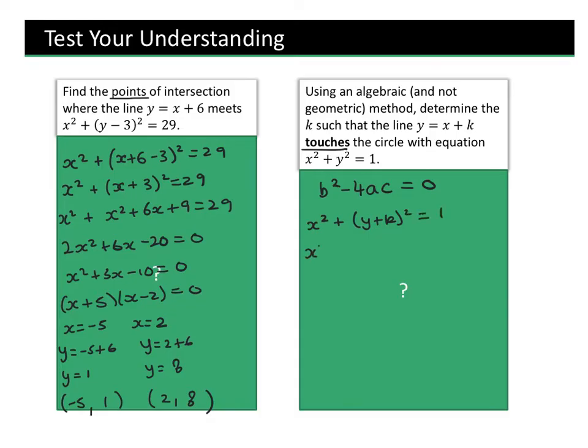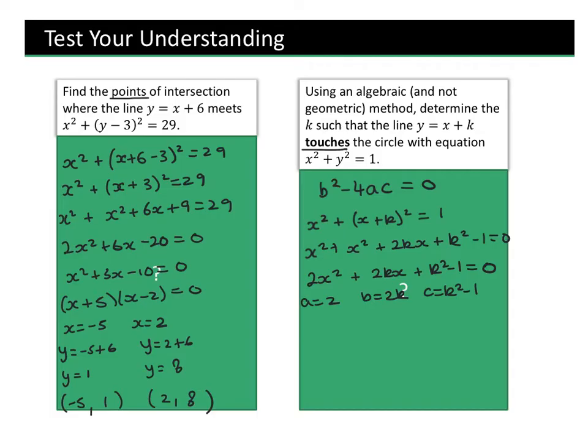Oh sorry everyone, I accidentally put the wrong thing. y equals x plus k. So I'm going to have x squared plus x plus k all squared, which gives x squared plus x squared plus 2kx plus k squared minus 1 equals 0. So I'm going to have 2x squared plus 2kx plus k squared minus 1 equals 0. So our a equals 2, our b equals 2k, and our c equals k squared minus 1.